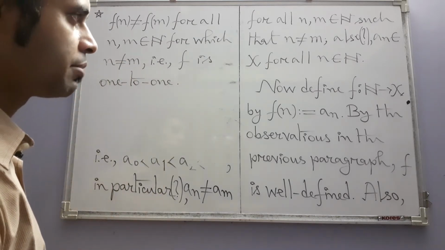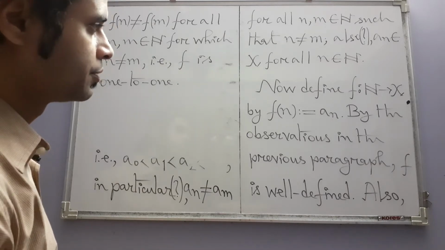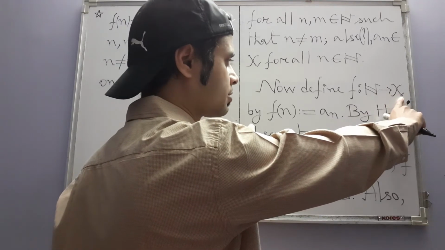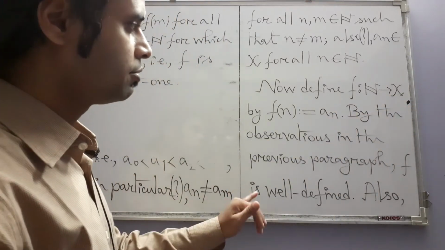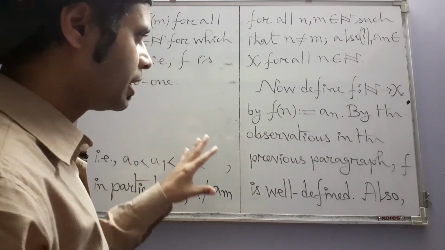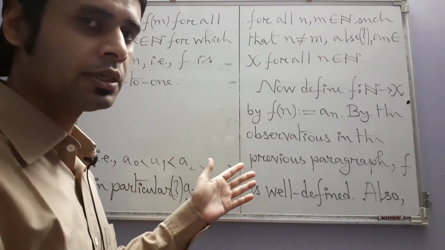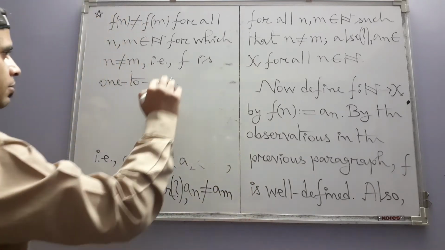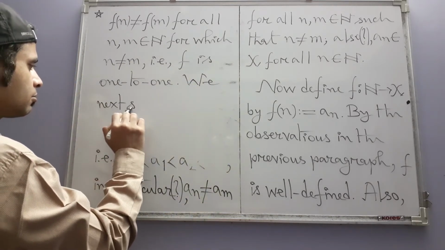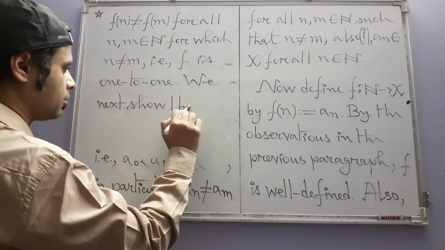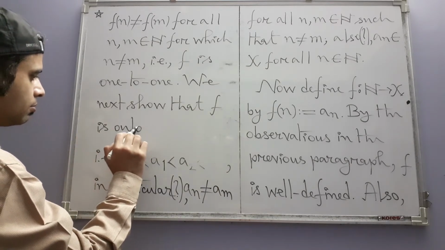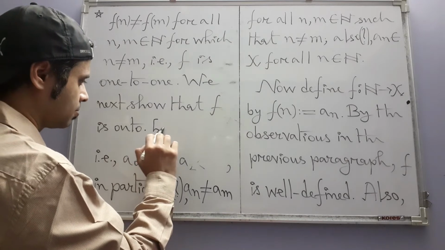Okay, now to show that f is a bijection, we have to prove that it is onto. That means if we choose any element from our range X, then that element we have to prove equals an for some natural number n. So we will prove that by contradiction, by supposing that that does not happen. We next show that f is onto.